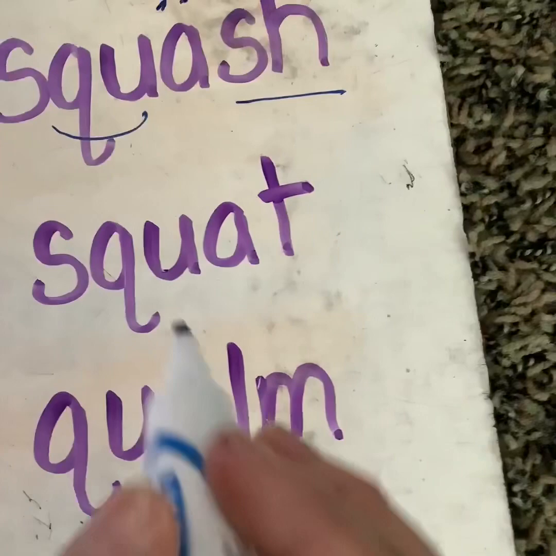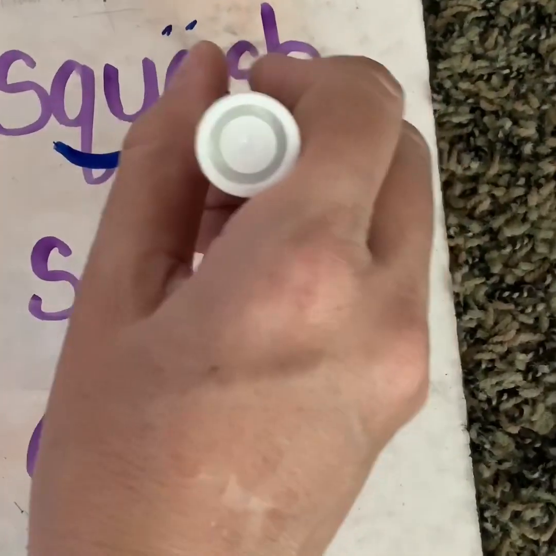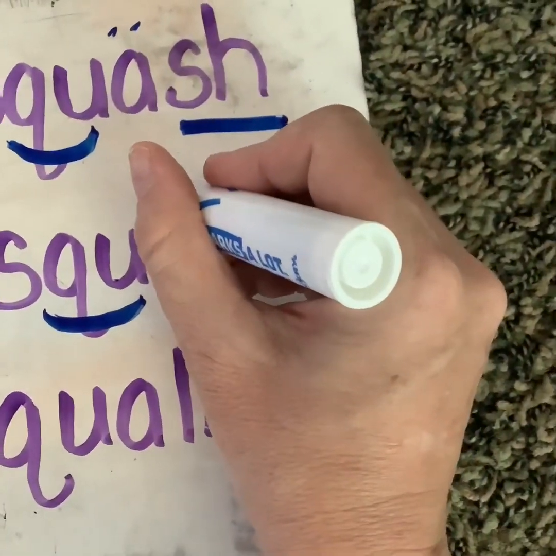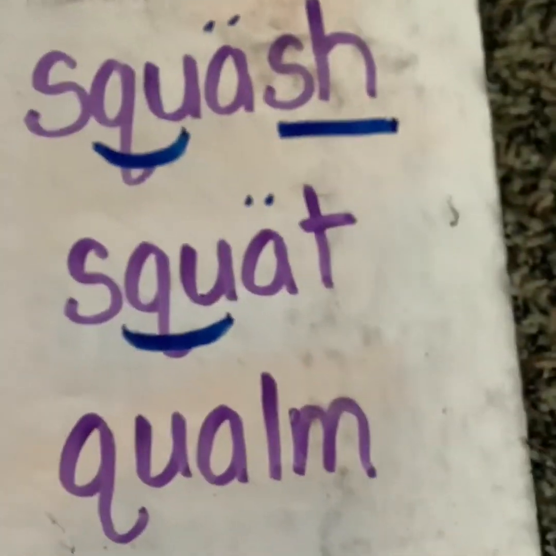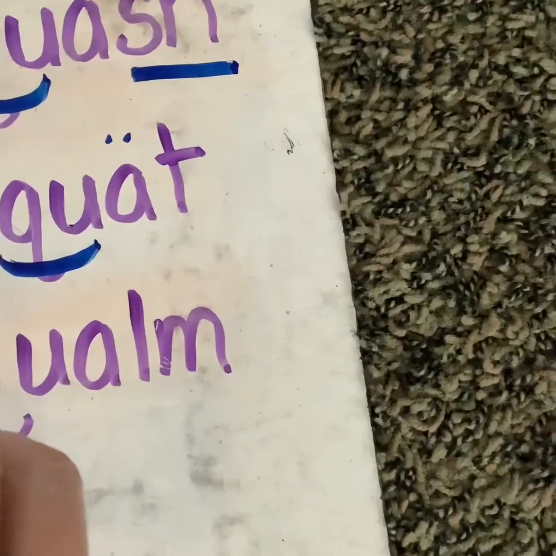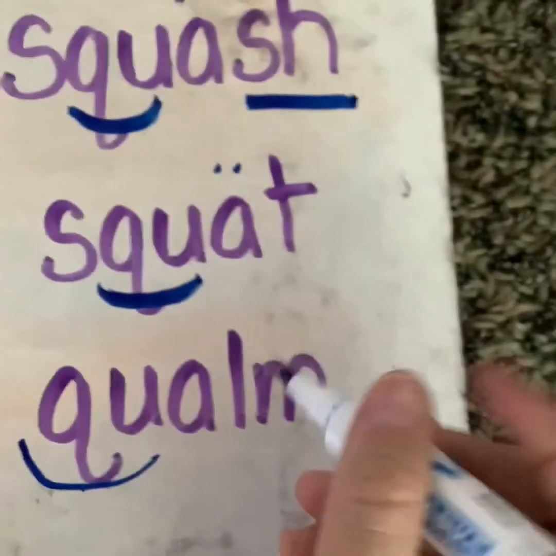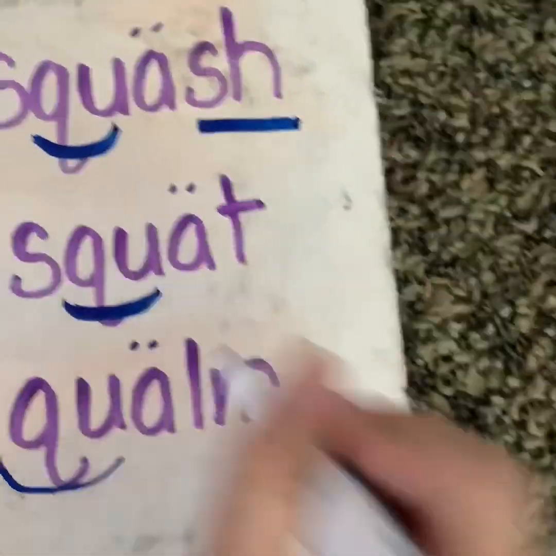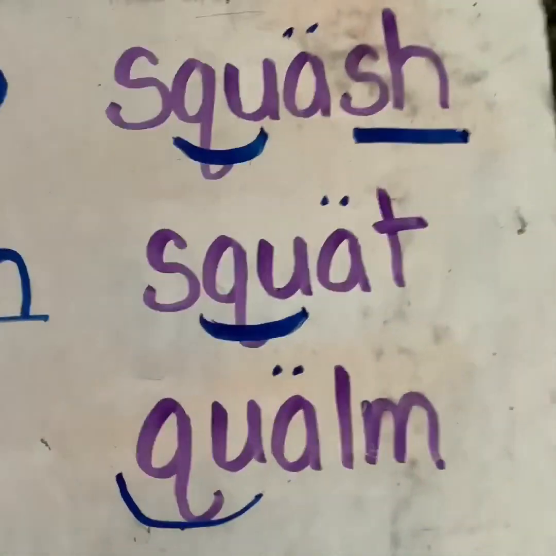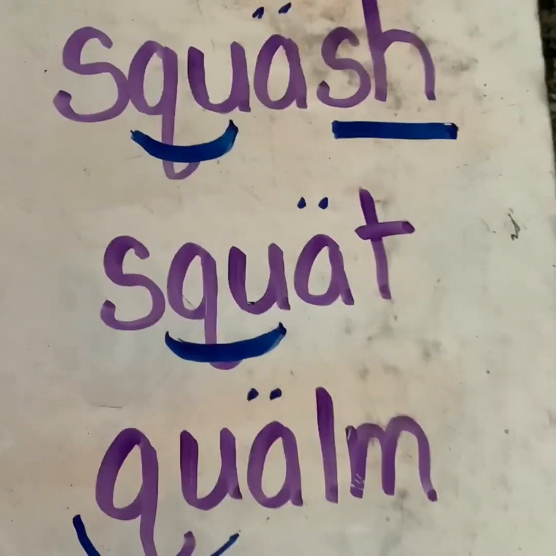Looking at squat, I have my QU. They like to work together. Make it a little darker. And my A that's saying ah because it's after a QU, like in all these words. Squat. Qualm, I have my QU. And after QU, when I have A, it's going to say ah, to let me know that I can put 2 dots above it. Let's read those words again. Squash, squat, and qualm. Good job.